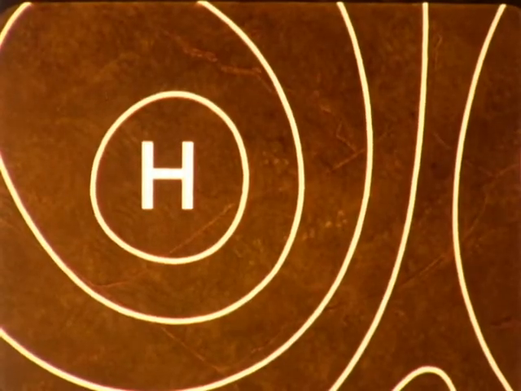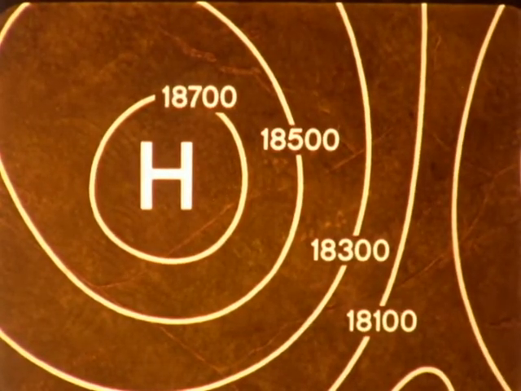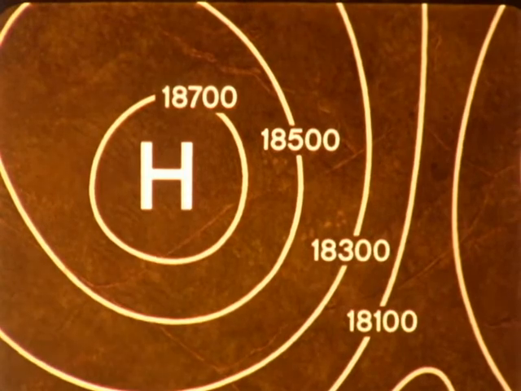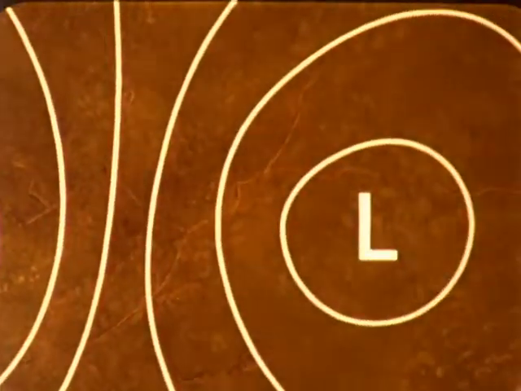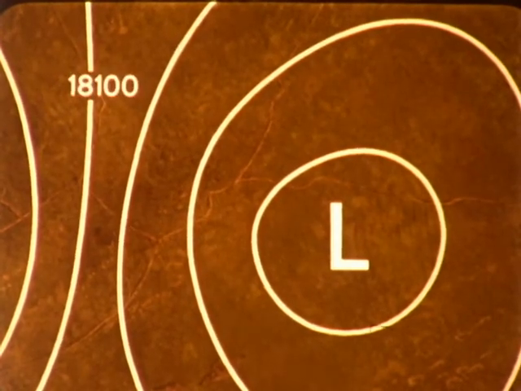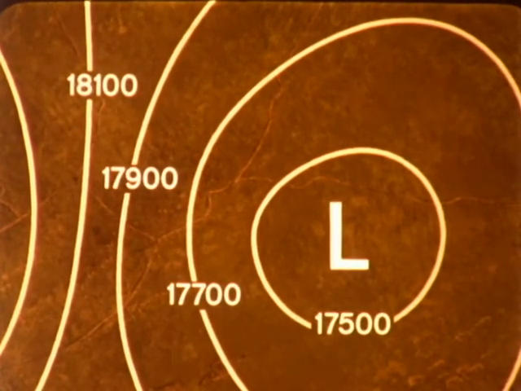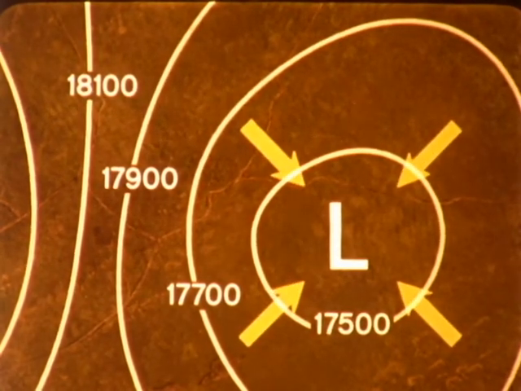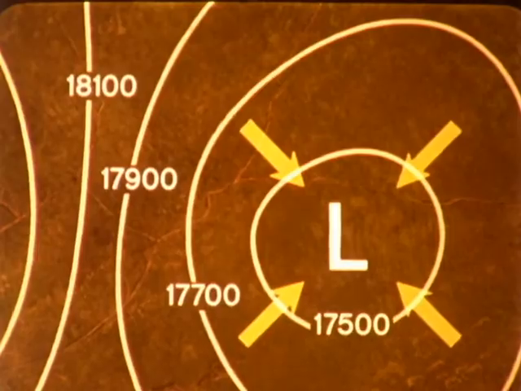A system with contour height values increasing toward the center is known as a high. It has a characteristic tendency to move the air outward from the center. When the center of a system is of lower contour value than the surrounding air, we have a low. The higher pressure establishes a pressure gradient force pointing in toward the center. Again, always directly across the contours.